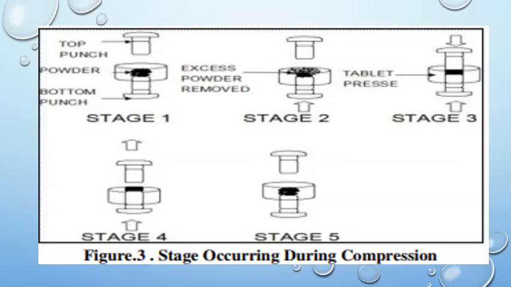This is the diagrammatic representation of different stages of tablet compression. In the first stage, you can see the top and the lower punches are getting adjusted and powder is getting filled into the die cavity. In the second stage, you can see that the extra powder is being removed. In the third stage, the upper and the lower punches work together to compress the powder into a tablet, and in the fourth stage you can see the formed tablet is being ejected out. The fifth stage is preparation for the next, that is stage 1.